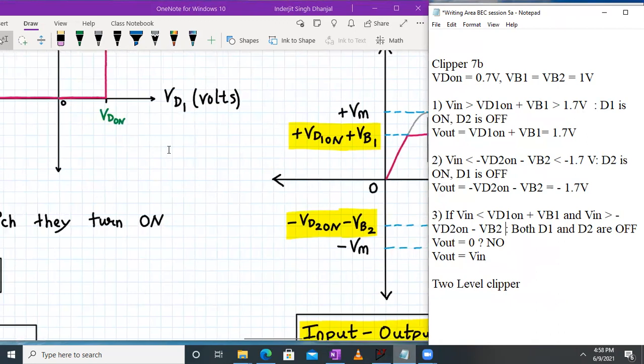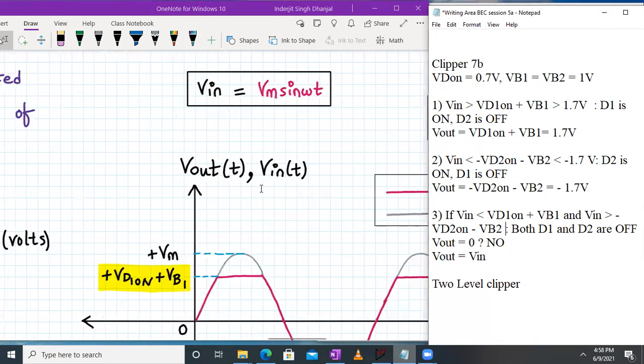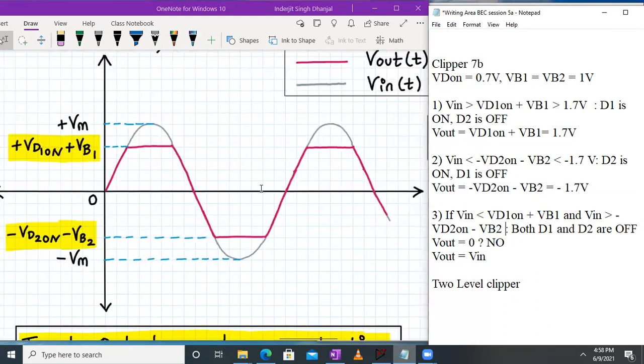And in between these two conditions, both the diodes are off and output follows the input. So what has happened with the inclusion of these DC voltages in series with the diodes? The clipping level of the circuit for both the positive and negative half cycle can be changed. It is increased now. Earlier it was just VD1 on and VD2 on. Now it has become greater.